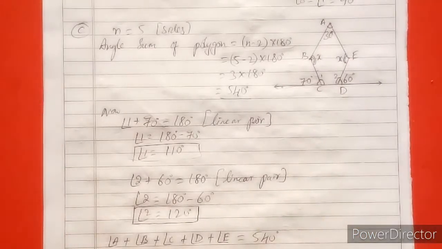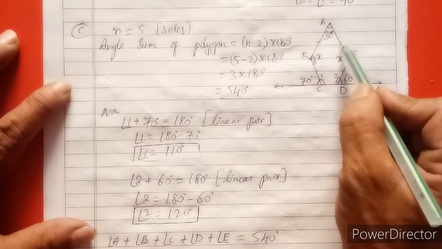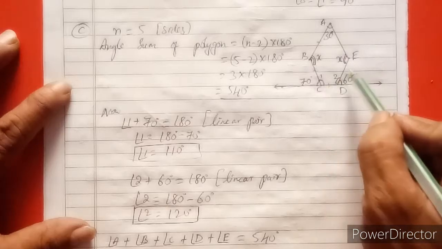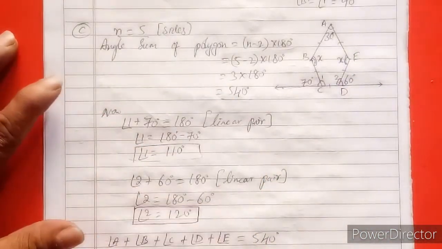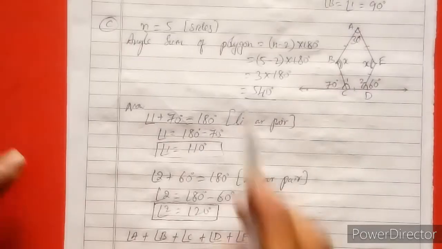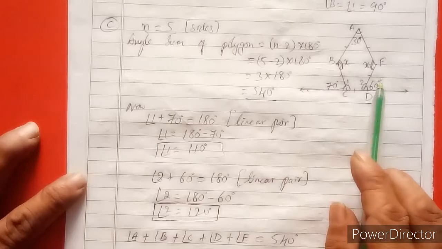First of all, remember how many sides the figure has. This is the first side, second side, third, fourth, fifth. The number of sides is 5, so this is a 5-sided figure.